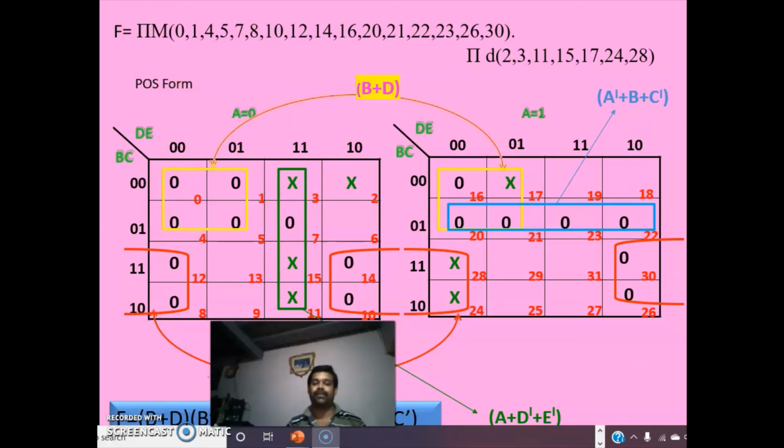Okay. So with this we have completed our 5 variable map. If you are having any doubt, you can ask. So here you can either group these two, or you can take like this. Both are the same. So in each map there is more than one possibility. In some problems there is more than one possibility you can take. Okay.